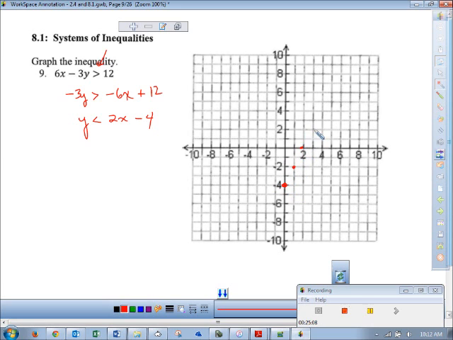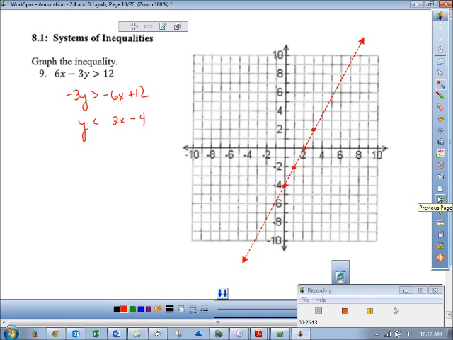Rise 2, run 1. I like to put 4 points. Then, of course, put the nice, neat dashed line. That means none of the points on that line actually are a solution to this. That line doesn't count. That's why it's dashed. It's like the open dot situation for you. But we want to shade where all the solutions are.